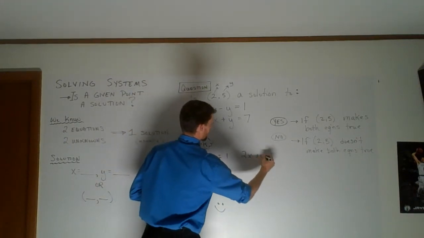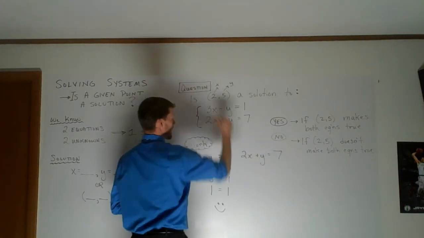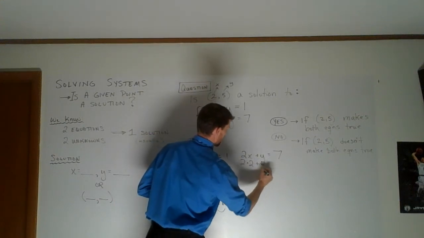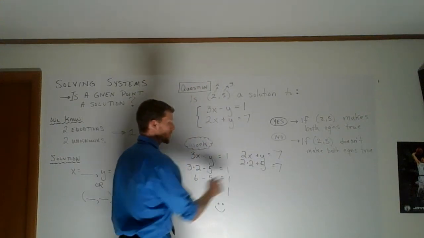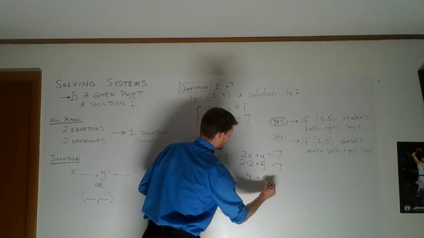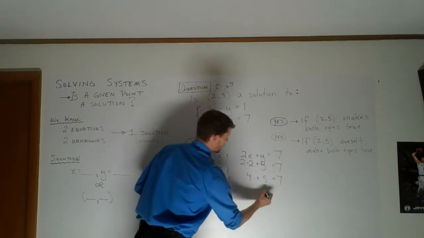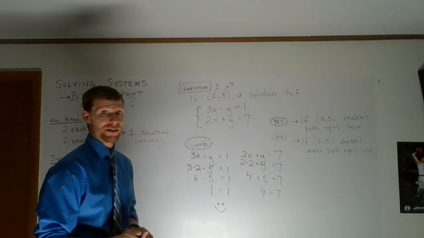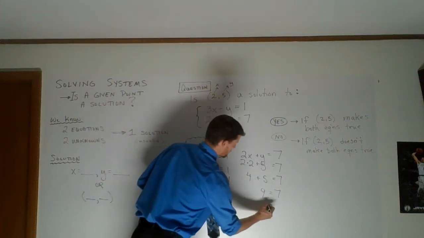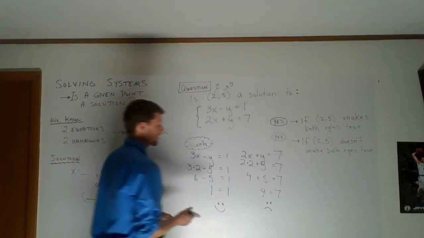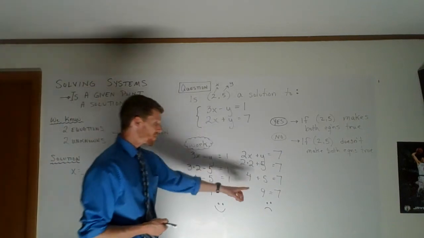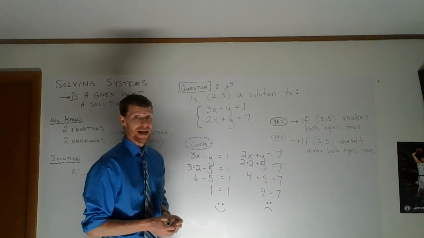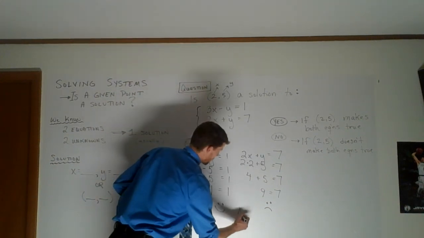2x plus y equals 7. Take the 2, plug it in for the x. Take the 5, plug it in for the y. 2 times 2 is 4. 4 plus 5 is equal to 7. 9 is equal to 7. You don't hear a math teacher say that very often. 9 is equal to 7? Because it's not true. 9 is not equal to 7. If both of the equations were true, our answer would be yes. Since at least one of them is not true, then our answer to this question is no.